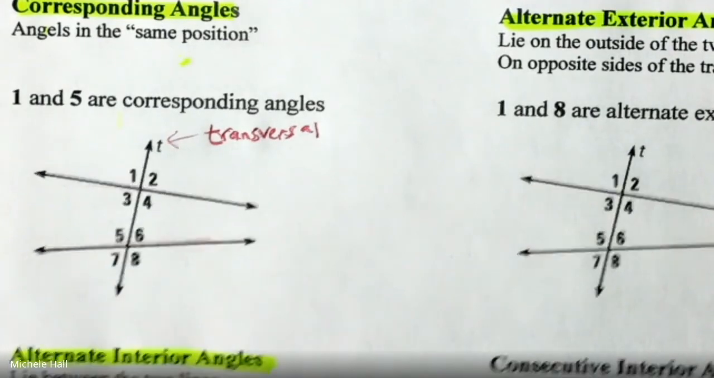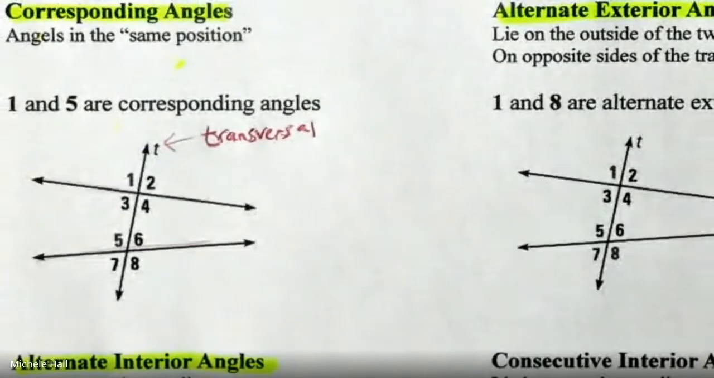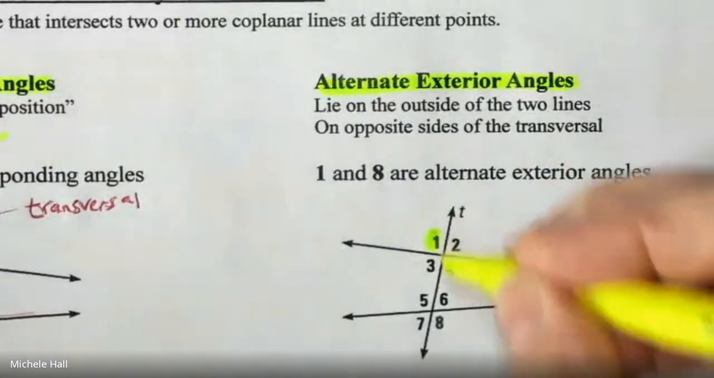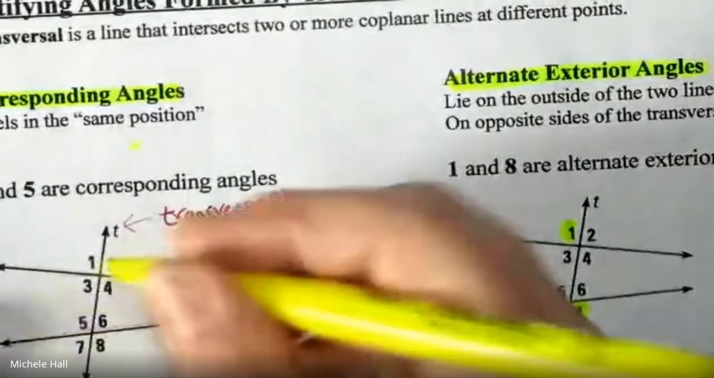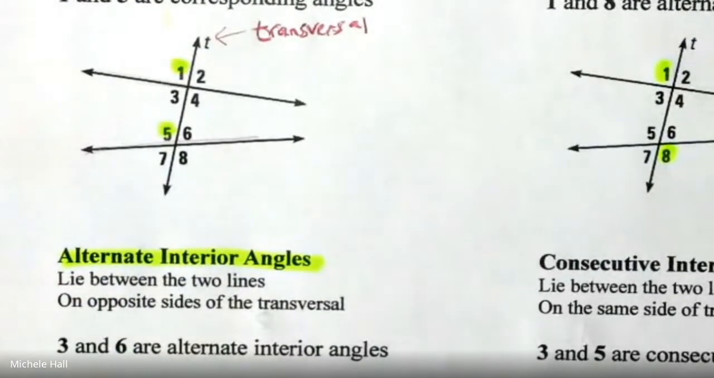4 and 5. So I'm just going to highlight 3 and 6. And I'm going to come back here and highlight 1 and 8, just so I can visually see, and then corresponding 1 and 5. I kind of like to look at sometimes, just have it pop right out. All right, so alternate exterior, alternate interior, those are very similar to each other.